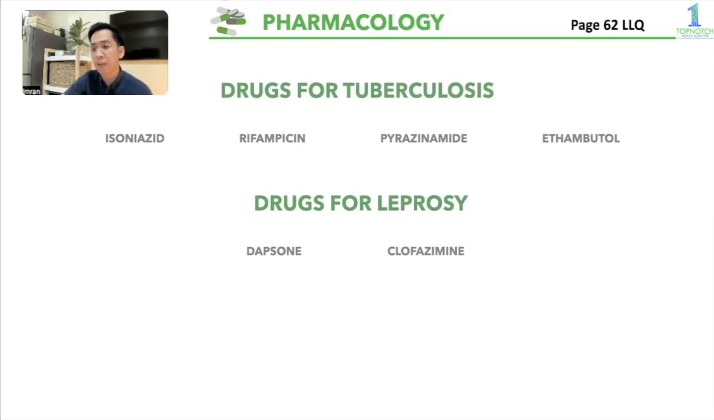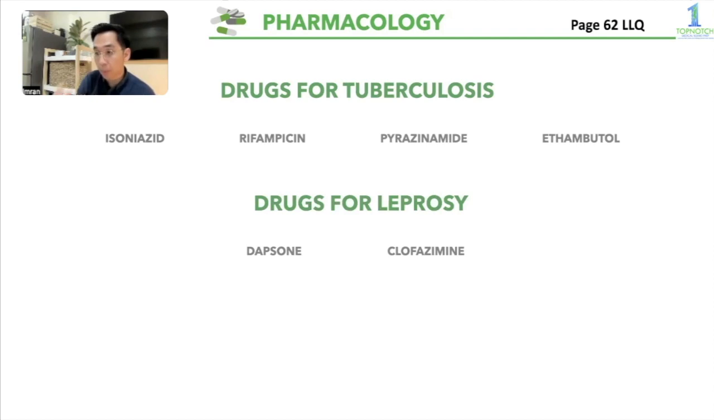And of course, meron tayong mga second-line agents, lalo na pagka madami ng resistance, no? You can also give your aminoglycosides, yung streptomycin, tas kanina, di ba, pwede rin yung amikacin, for them. Those are your second-line agents. But for now, we focus dun sa primary agents for your tuberculosis. Okay, next we have your anti-leprosy drugs, no?